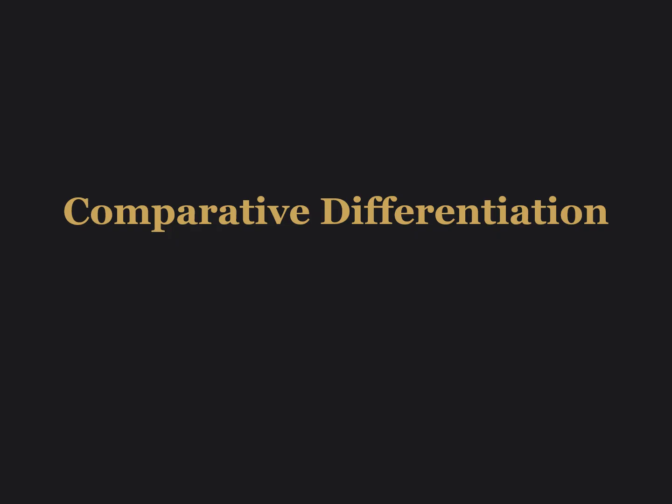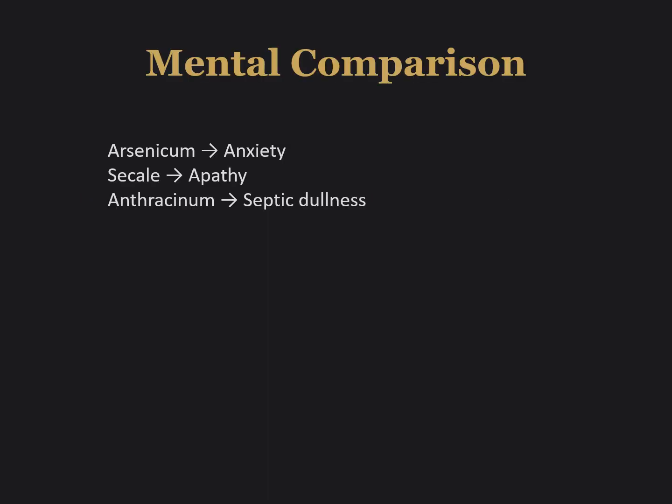Now we bring the remedies into relationship. One possible way to differentiate these three medicines is: Arsenicum when anxiety is present, Secale cornutum when apathy is predominant, and Anthracinum when the dullness from toxicity is present. These are three very different inner states despite similar pathology.